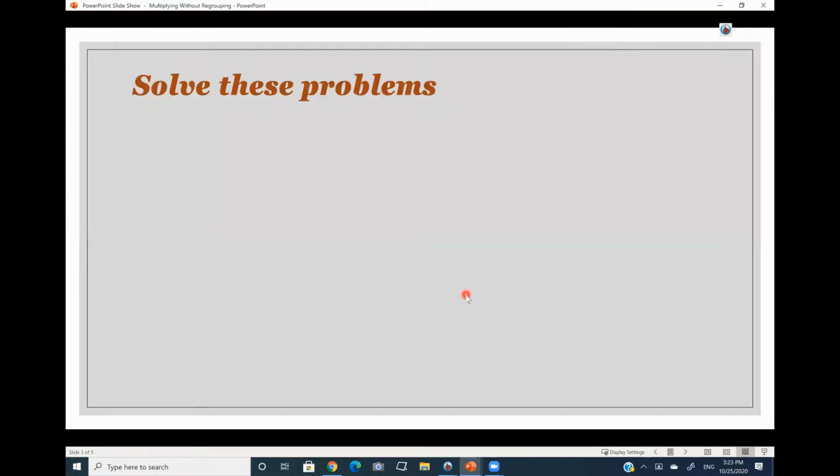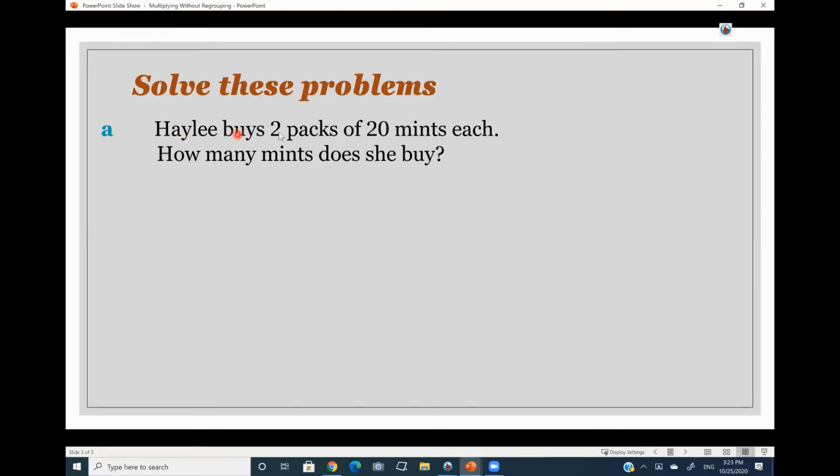The first problem says, Haley buys 2 packs of 20 mints each. How many mints does she buy? Remember, to solve a problem, the first thing we have to do is focus on the question. How many mints does she buy? And then we're going to do a kind of representation. In this case, we're going to use the base 10 blocks.